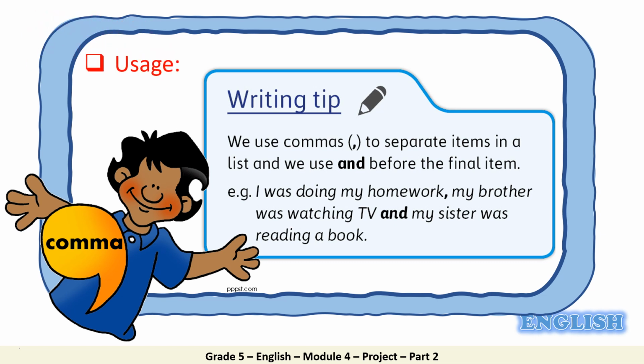Well, we use commas to separate items in a list, and we use and before the final item. For example, take a look at this given sentence. I was doing my homework, my brother was watching TV, and my sister was reading a book. As you can see, there are 3 items. We put comma to separate the items, and we put and before the last one.